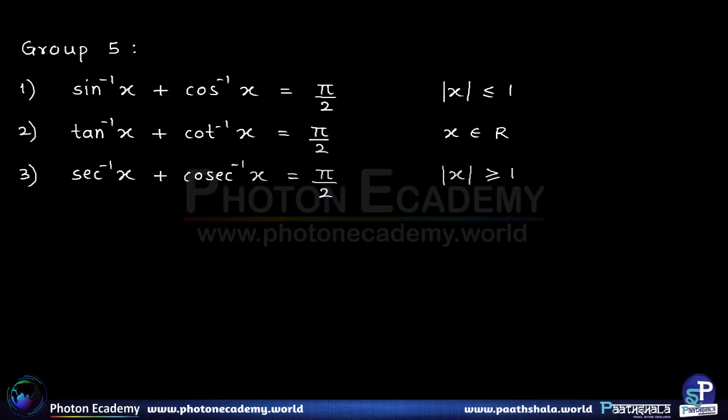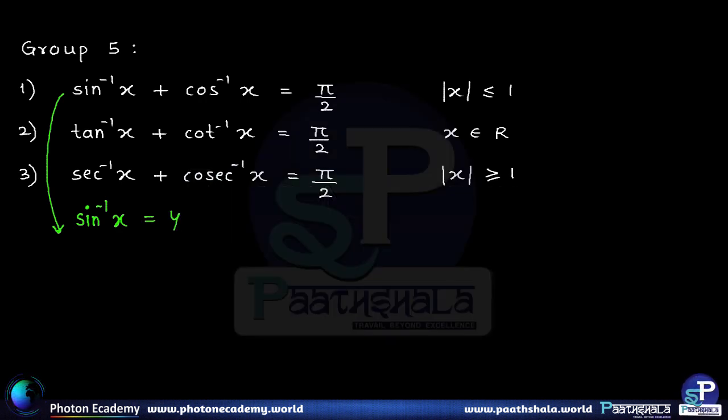Now here we have to prove that sin inverse of x plus cos inverse of x is equal to pi by 2. So for that, let us first assume sin inverse of x to be equal to y. Okay, some angle y. Now since y is equal to sin inverse of x, clearly y belongs to the principal value branch of sin inverse, that is minus pi by 2 to pi by 2. That's a very important point.